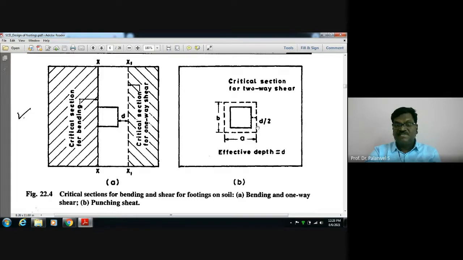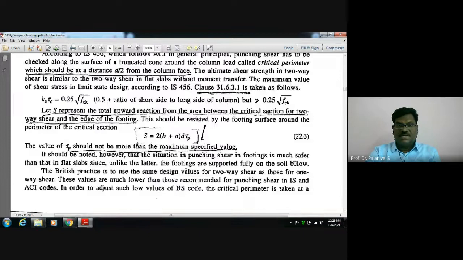Okay, that is equal to this S. You have to equate to this S. Okay, that's what is written here: S equal to 2 into B plus A plus B into D into tau P. From this, we can calculate D. D equal to what you will be getting.